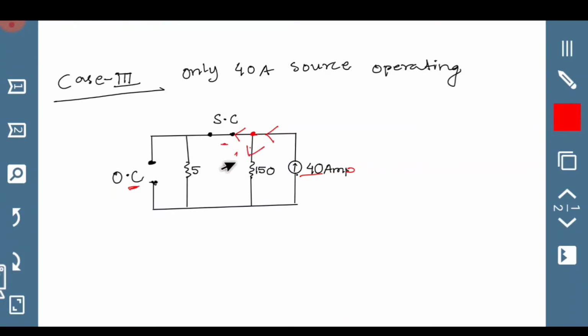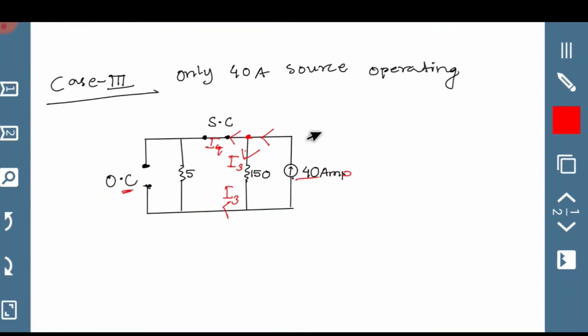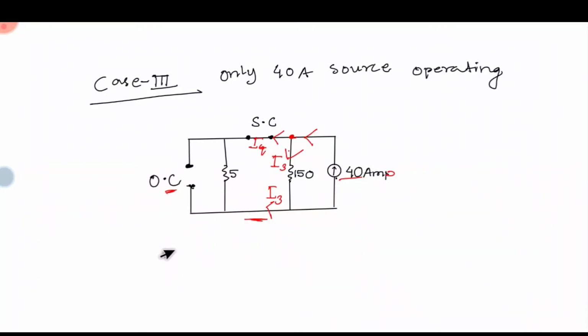Suppose in this direction the current is I3, and in this direction the current is I4. Look, we have to measure the response in this branch. That means we have to measure I3. So again, using the current divider rule, we will determine I3.